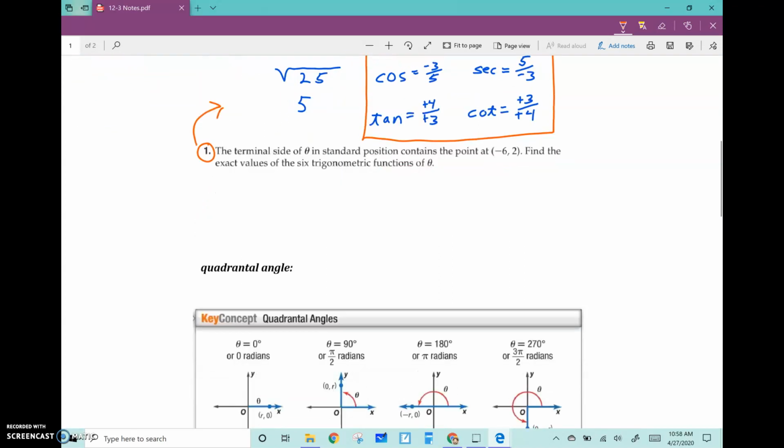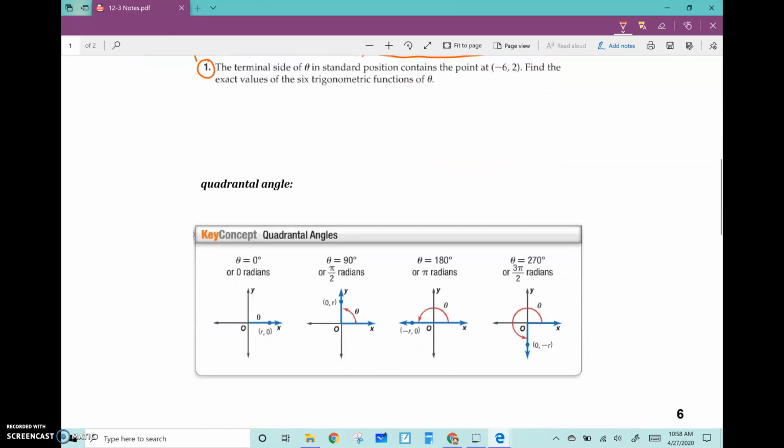Okay, quadrantal angles are going to be your angles that lie on your y or your x-axis. So I know that 0 lies right there. We have 90, we have 180, and we have 270. All right, and then you can throw 360 in if you want there, but 360 is going to be the same thing as 0. Okay? All right, let's move forward.